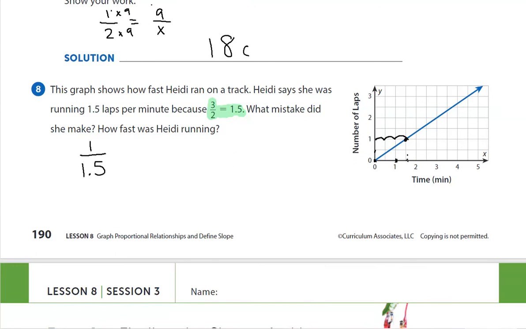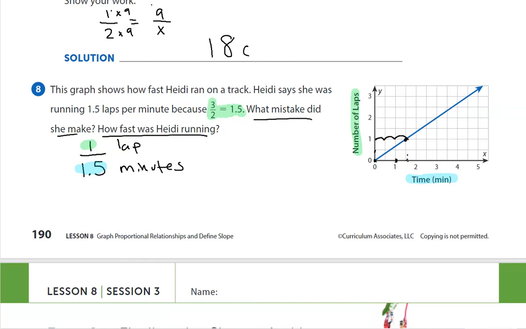Okay, so this represents, let's see, the y represents the number of laps. So this is the number of laps. And this is the minutes. So it's not 1.5 laps per minute. It's 1 minute per 1.5. What? No, 1 lap per 1.5 minutes. That's what I meant to say. Okay, so 1 lap per 1.5 minutes. So that's how fast she was running.